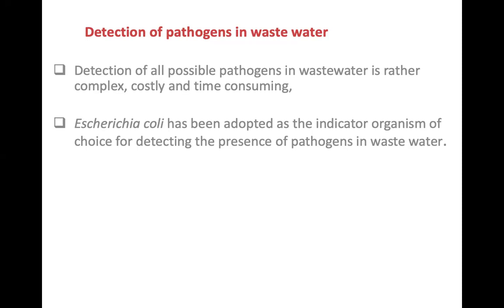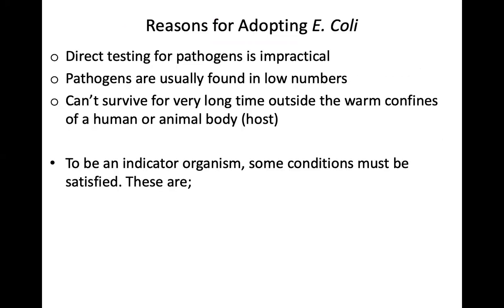So normally we use E. coli because detection of all possible pathogens in water is rather complex, expensive, and time consuming. And so normally in total coliform detection, we are targeting the presence of E. coli. If E. coli is present in a given water body, then we can conveniently say in terms of microbial quality it's contaminated, and so we can go further to look at the other biological properties. Then the reason why we use E. coli is that, just as I said, direct testing is impractical.